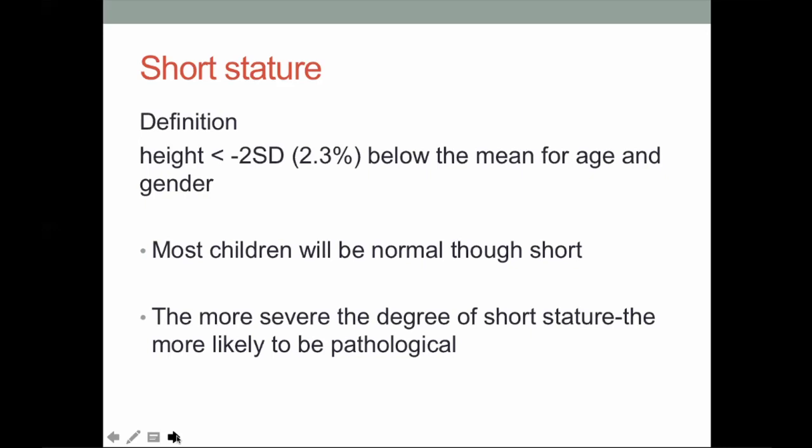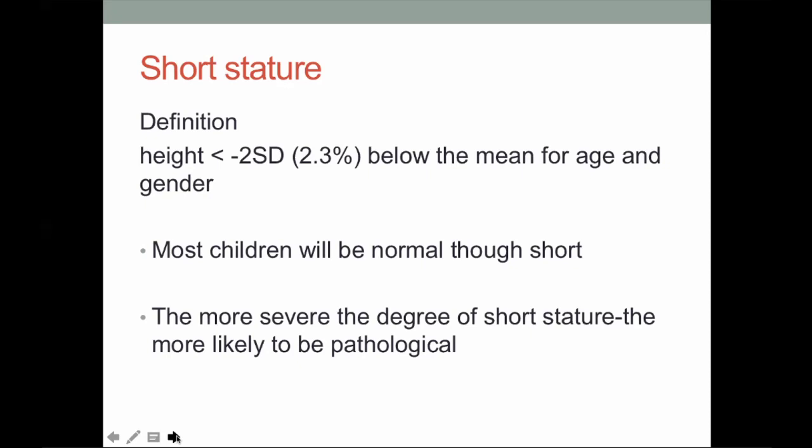So now 90% of children who fall under the definition of short stature, and I'm talking about children where they have growth potential left, will have what we call non-pathological short stature or physiological short stature. It's not due to some disease condition. But if you are very short, the more you deviate from the minus 2 SD line, the more likely it is that it is a child with a pathological cause of short stature.